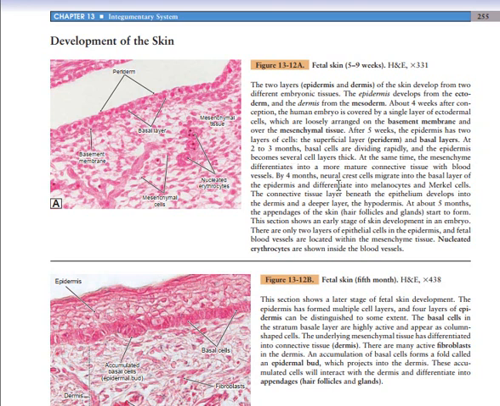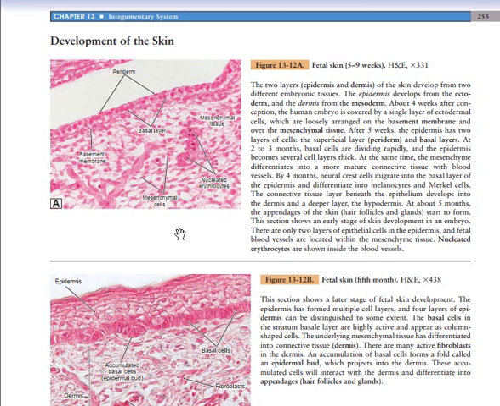By 4 months, the neural crest cells now migrate to the basal layer and differentiate into the melanocytes and Merkel cells. The Merkel cells are the ones that are going to be involved as nerve endings for the receptors, and then the melanocytes are going to produce pigmentation. All these come from the neural crest cells at 4 months. Is it clear? The connective tissue layer beneath the epidermis develops into the dermis, and the deep layer the hypodermis. So the mesenchymal cells are now going to produce the dermis and the hypodermis.